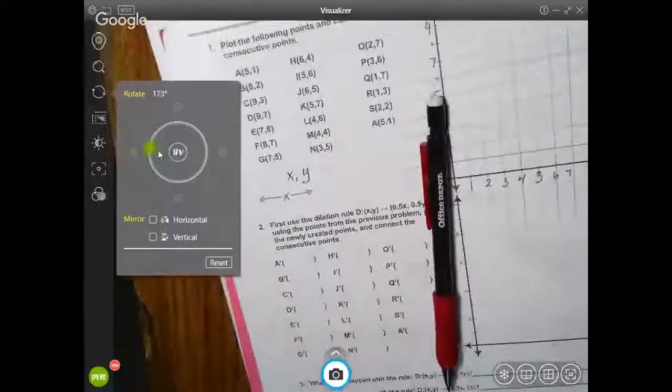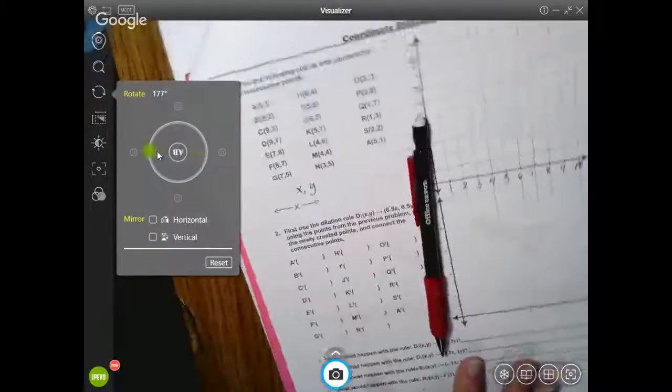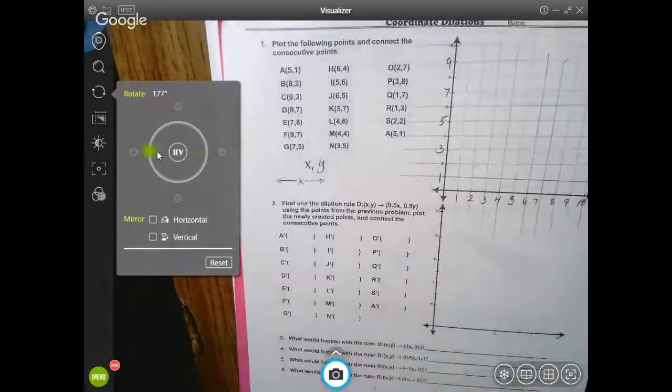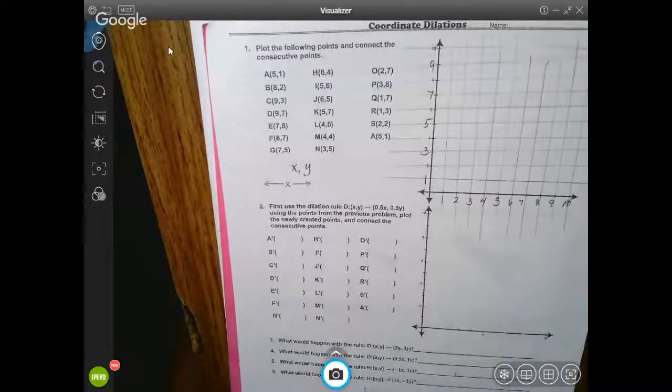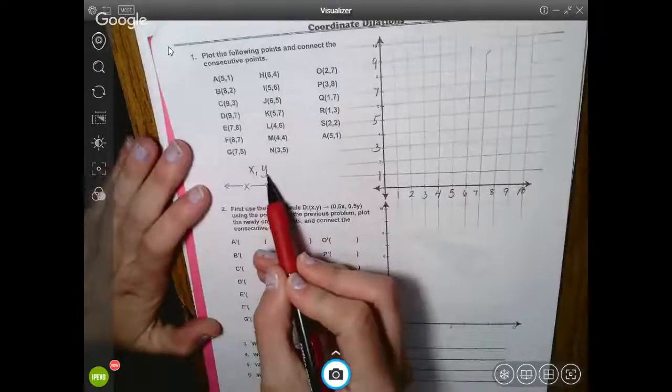So the main thing to remember when we have dilations is that whatever we do to the first coordinate, we also do to the second. So the first task that you need to do is plot the points. And when we plot the points, we plot the x first and then the y.